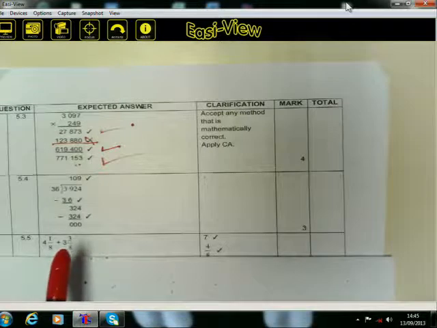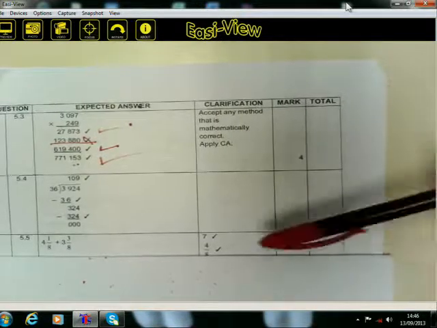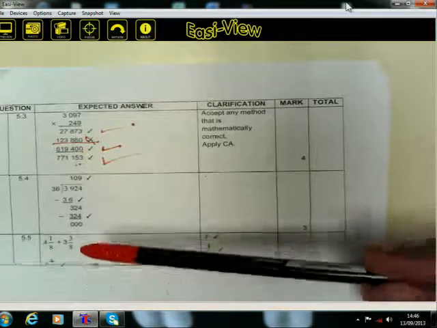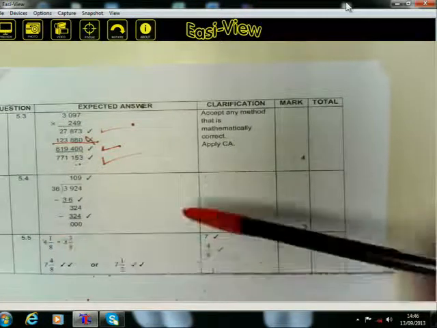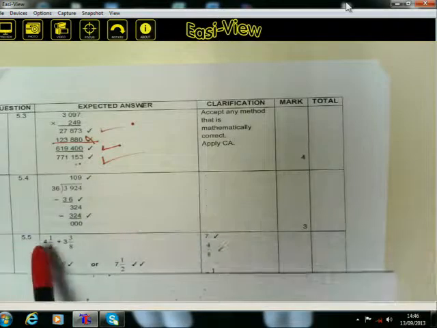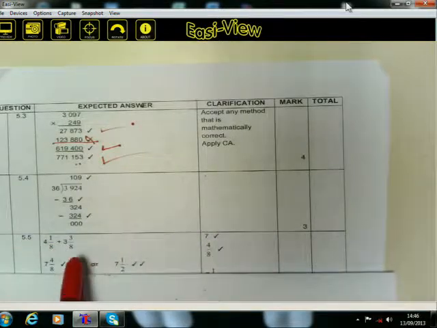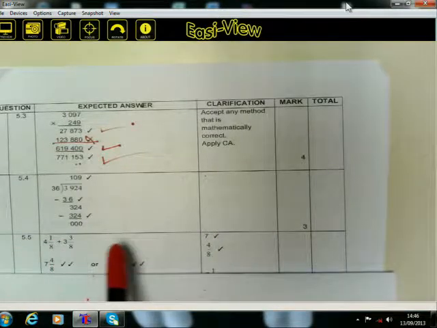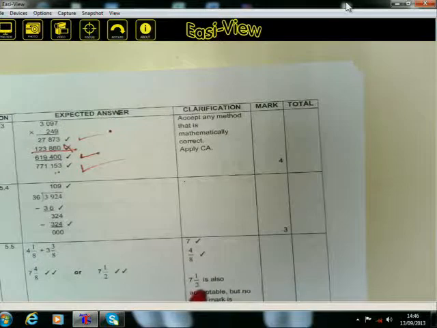4 1/8 plus 3 3/8. The answer there, how do you mark? You see there they have marked 7. You mark 7, 4 plus 3, 7. And then 1 plus 3 is 4/8. It's 1 mark. So always go to the clarification for clarification of how to mark on this side.